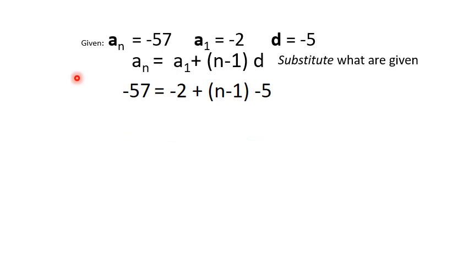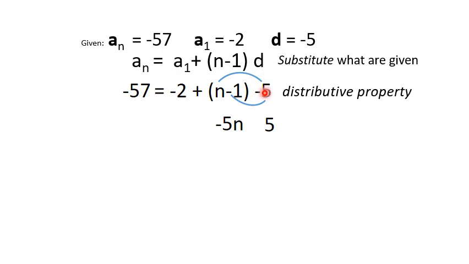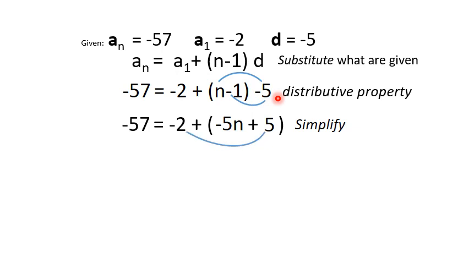In this example, you have to use the distributive property first. By multiplying, -5 times n will give you -5n, and -5 times -1 is positive 5. And then copy. Next is to combine or simplify negative 2 and positive 5 in the right side of the equation. Pwede nating i-combine ito kasi these are both constant. So the answer is positive 3. Then copy.